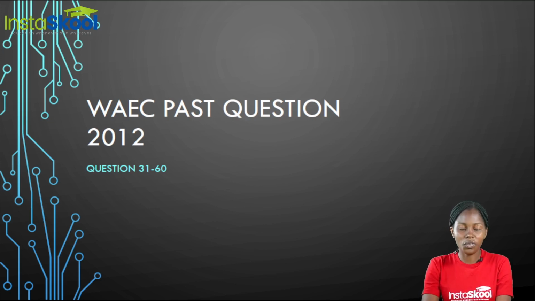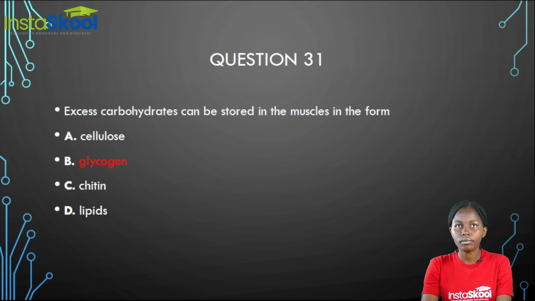Now let's move on to the consideration of question 31 to question 60. Now we have our question 31 as: the excess carbohydrates can be stored in the muscles in the form of dash.